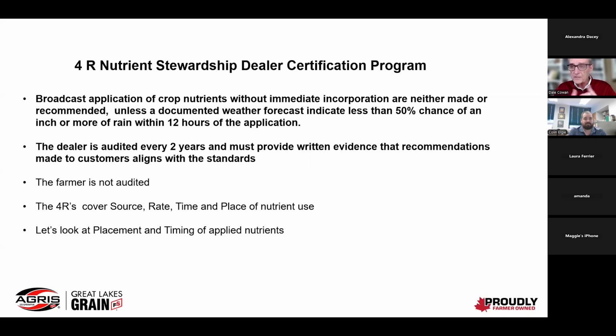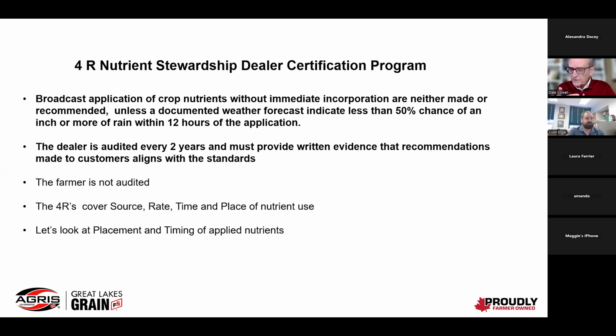It's a high risk activity for leaving the field. So as I said, we're audited every 2 years, and we simply have to provide evidence to the auditor on these key points, demonstrating with some of our recommendations to our customers that we are aligned with the standards. So once we're 4R certified again, any customer we work with, their farms are now considered 4R certified acres as well. So as we said, 4Rs cover the source, rate, time, and place of nutrient use.